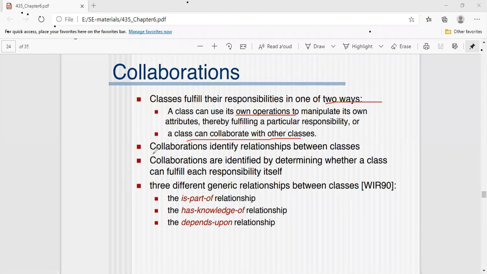If you see the second point, collaborations identify relationships between classes. We already know this about this point. Collaborations are identified by determining whether a class can fulfill each responsibility itself. If it has the capacity to fulfill it itself, there is no need of some other person's support or help, or gadget support, for that particular project. Then it can handle itself. No need to collaborate with other people.